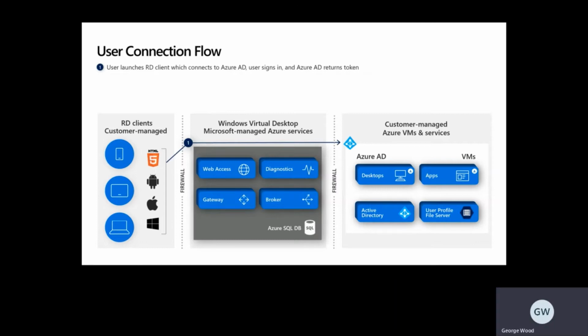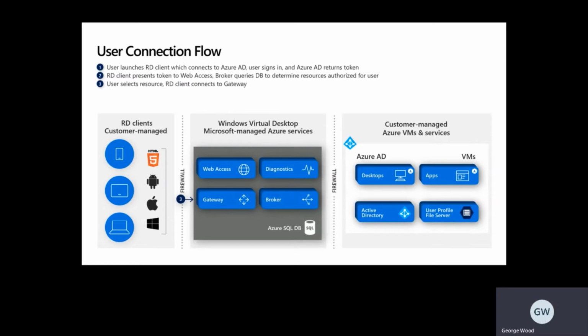When they launch their browser or the application, they need to log in to the client, and effectively they're using their Azure Active Directory credentials to query Azure Active Directory, and that will return a token. They can then present that token to the web access layer. If they've authenticated correctly, the broker will then go and understand what kind of resources each one of these users has access to. Do they have access to a few desktops? Do they have access to a few applications? They might have different host pools that they've got access to.